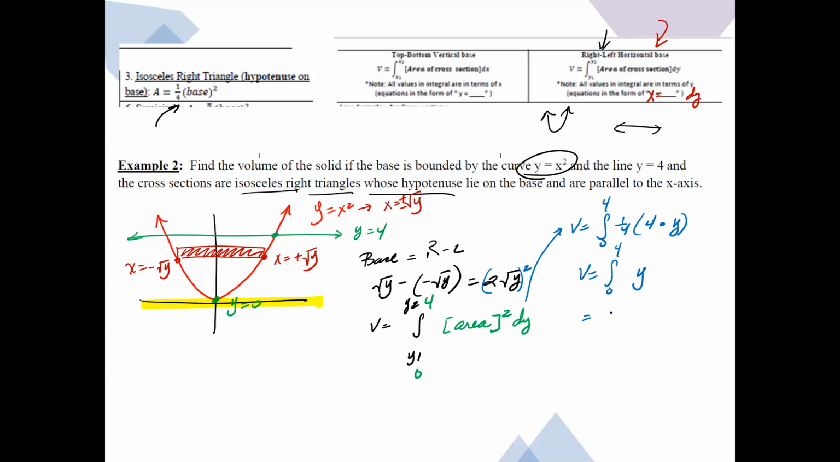Now let's integrate it. 1/2 y squared from 0 to 4. Plug in your upper bound, you're going to have 1/2 times 16, which is just 8, minus 0. So your answer is just 8 units, and that is your volume for number 2.